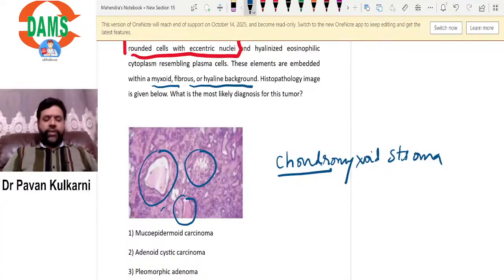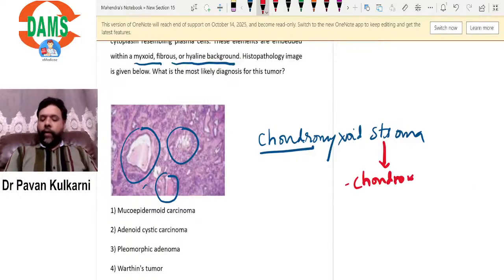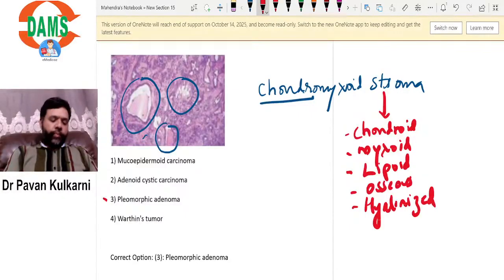Myxoid means loose areas. So here, the stroma that you see in case of the PLGA, polymorphous low-grade adenocarcinoma, usually it will be chondroid, or it will have myxoid areas, that is loose areas, or it will have lipoid areas, or it will have osseous areas, or it will have hyalinized areas. So usually any of these you will see in case of the pleomorphic adenoma. So this is a typical pleomorphic adenoma that you see.